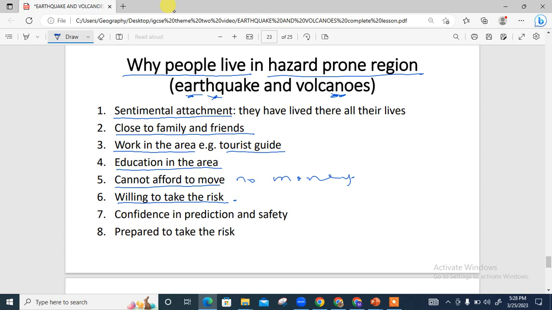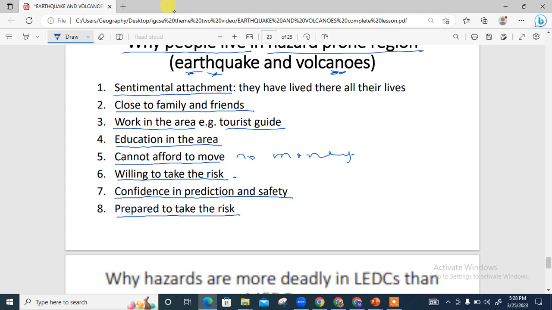Seven is that there is confidence in prediction and safety. So they believe in the authority to predict and provide safety for them. So they trust the system. So they are also prepared to take the risk. So as a result, they tend not to move, and you still have people living within that region.